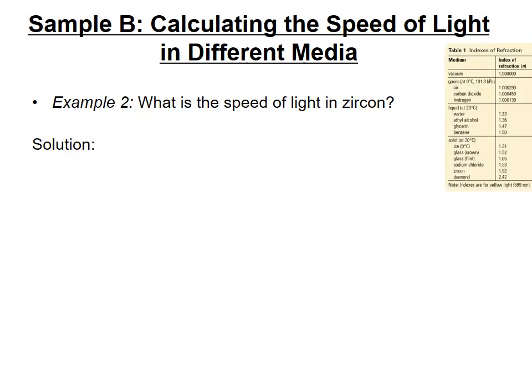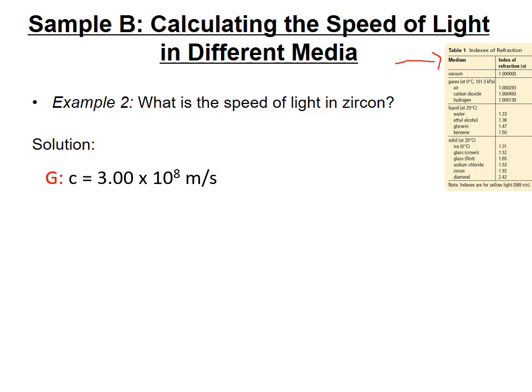So in example 2, we have a slightly different problem, but we're going to use a similar formula. What is the speed of light in zircon? So we need to use our index of refraction table. You don't have to memorize these various numbers here. You just need to know how to use this table. So again, we're going to use the GUESS method. We have our given value, which is 3.00 times 10 to the power of 8 meters per second. That's our little c. We always know that one.